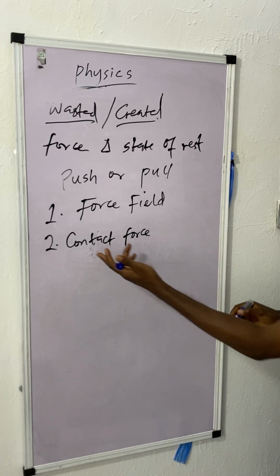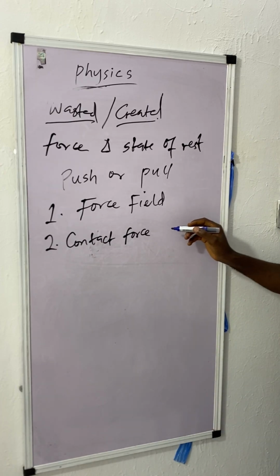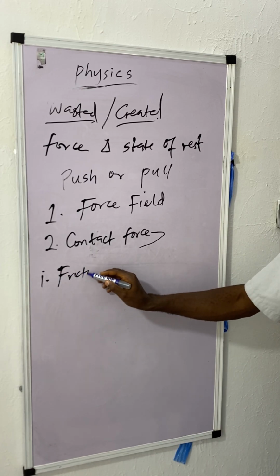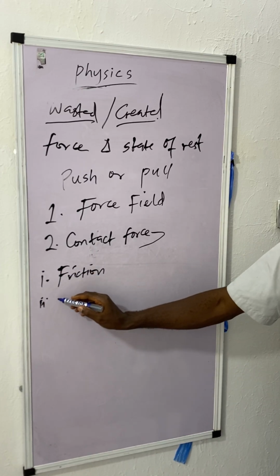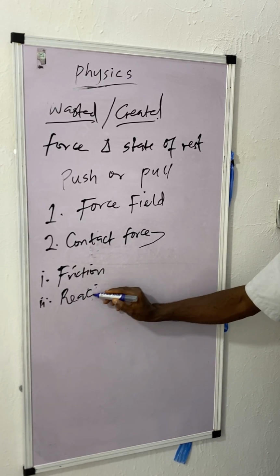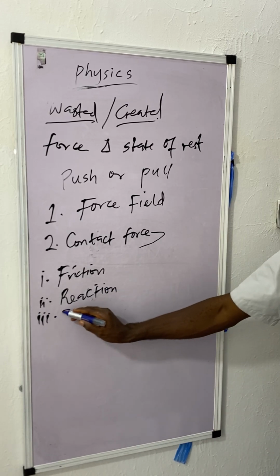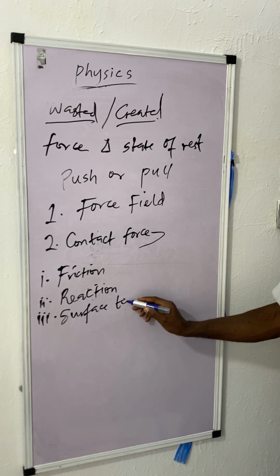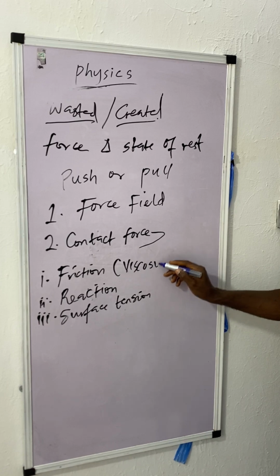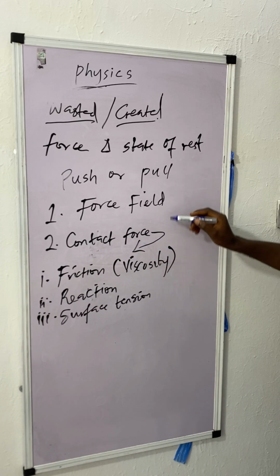What is the difference between these two forces? This one requires contact. That's why it's called contact force. This one does not require contact. Under the contact force, we have frictional force, friction. We have reaction force, or the one they call normal reaction. Then 3, we have surface tension. And you know that under friction here we still have viscosity. That's if it's in a liquid. Okay, viscosity.